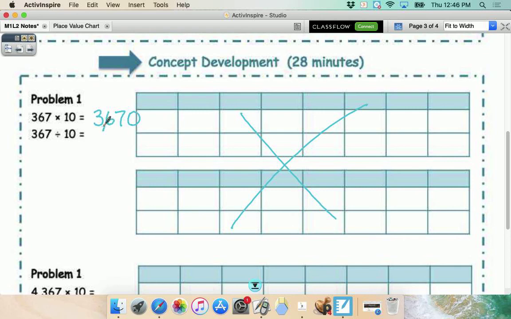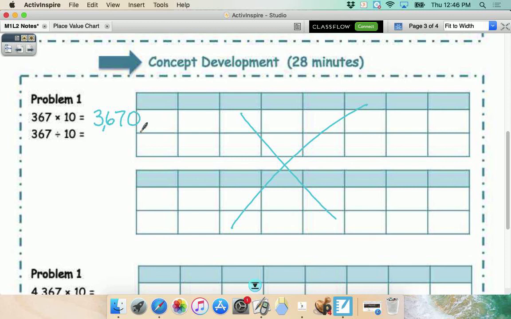Count over 3, place the comma. You should be writing. And then we're going to say the number. 3,670. Say that for me. 3,670. Okay, your classmates are going to love hearing your voices since they didn't get to see you today.